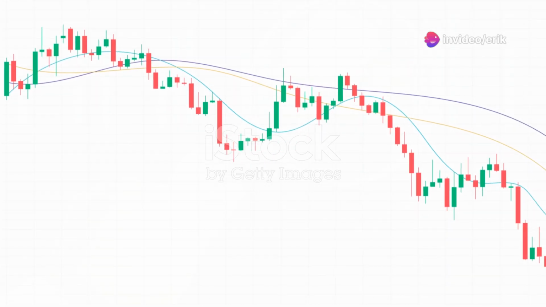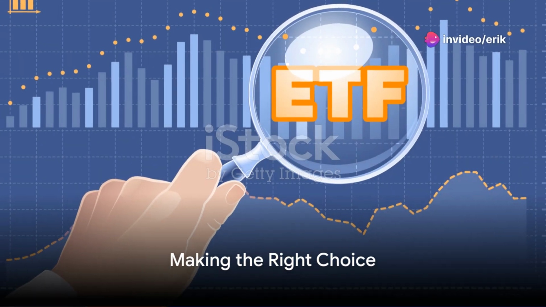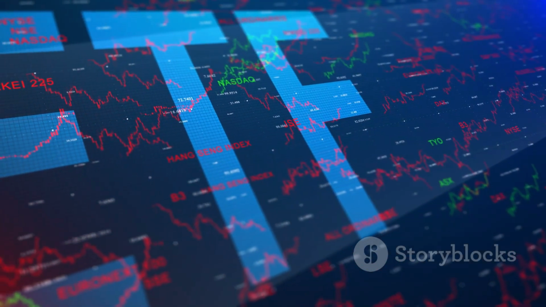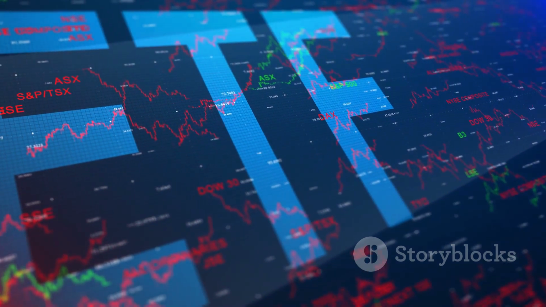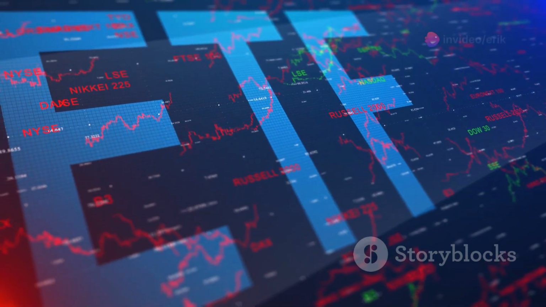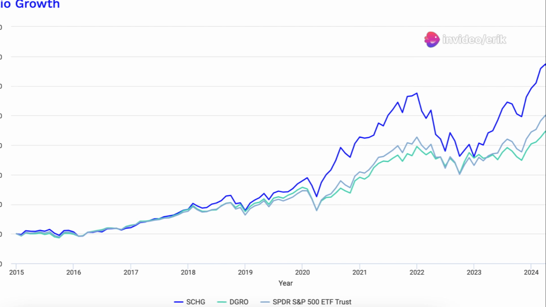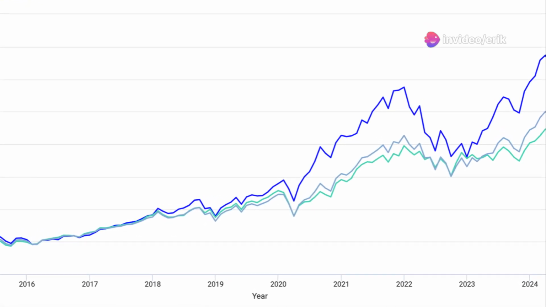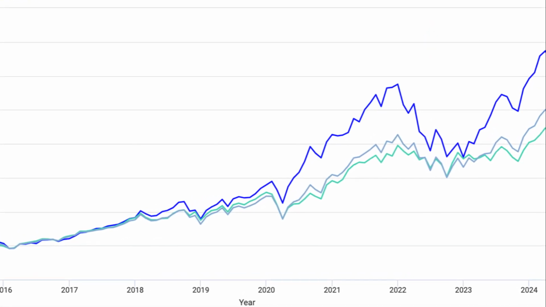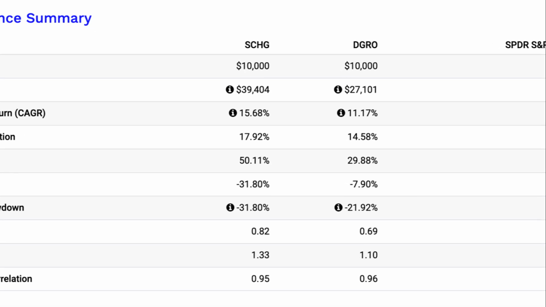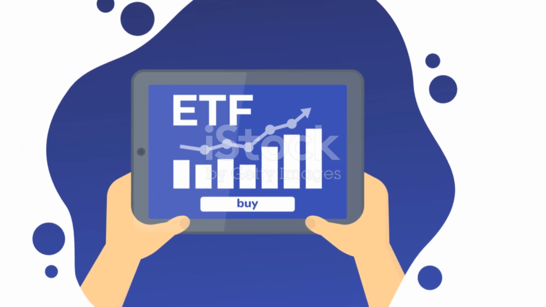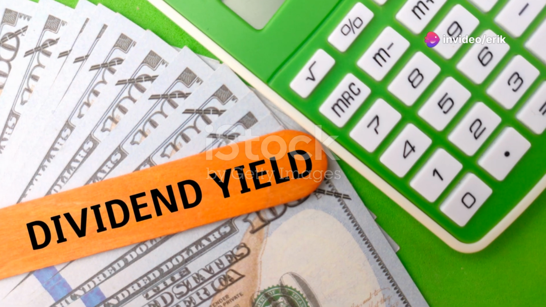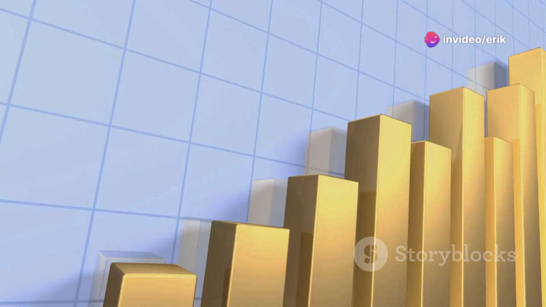Let's summarize our findings. To secure your financial future, choosing the right ETF is crucial. We've traversed the landscape of SCHG versus DGRO, dissecting their expense ratios, dividend yields, and annualized returns. SCHG dazzles with a low expense ratio of 0.04% and a compelling annualized return of 15.68%, making it a beacon for growth-oriented investors. Meanwhile, some people have used both funds to their advantage.